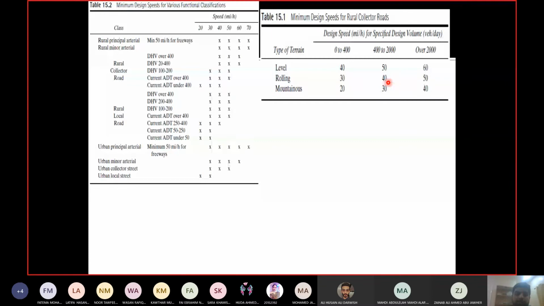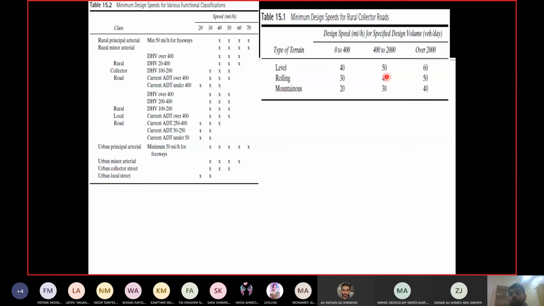Come here, rural collector. Again, the ADT is given. Vehicles per day are given. So I will not look at these rows, they are for DHV, hourly volumes. Again, I am over 400. So my range is 30, 40, 50. Now, can I give 30 here? No, in this case, you cannot give 30. Why? Because it will not satisfy this minimum.